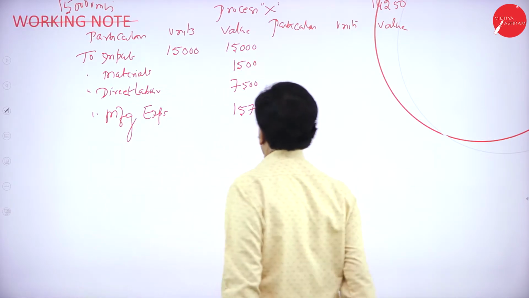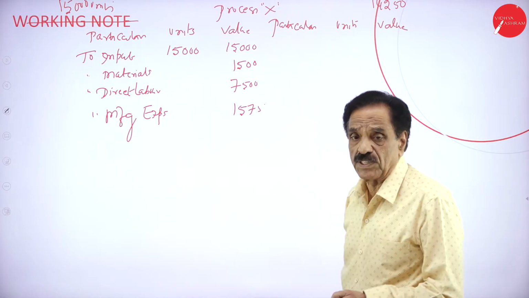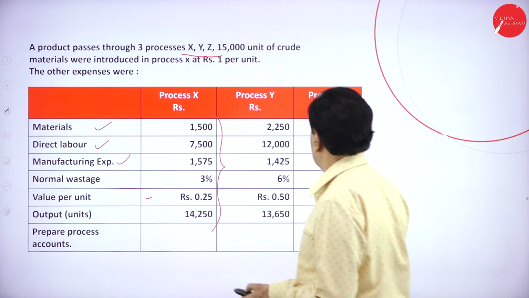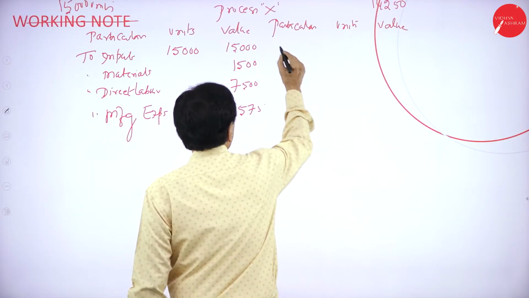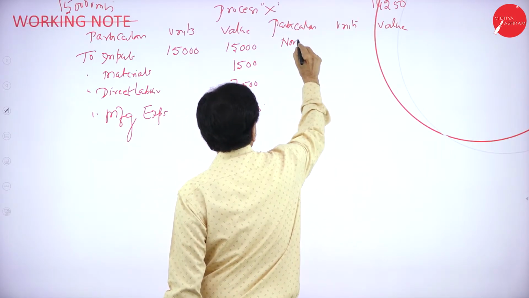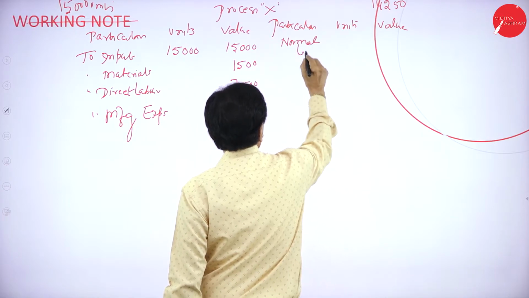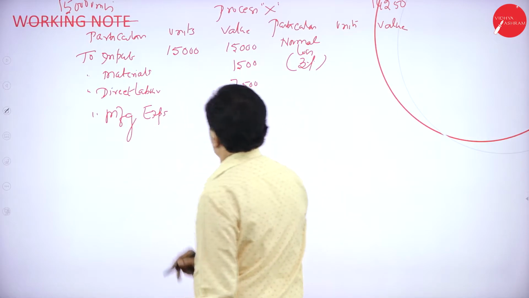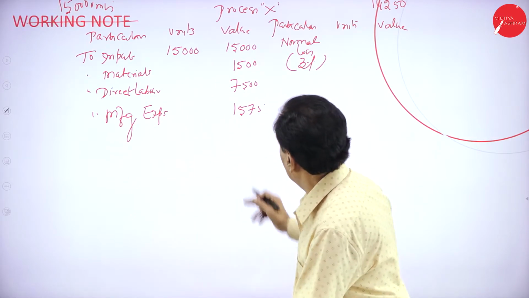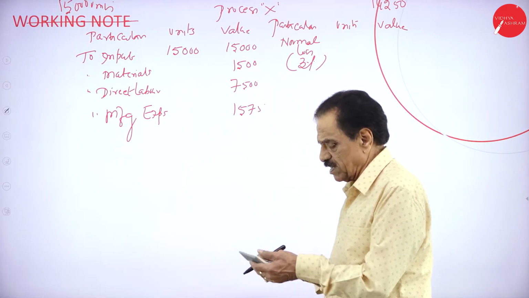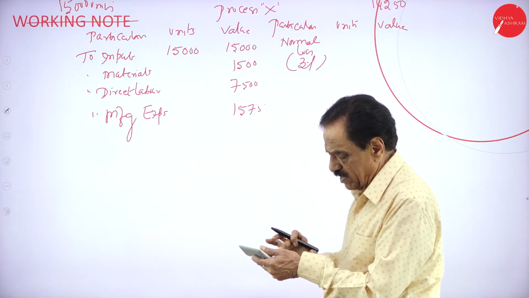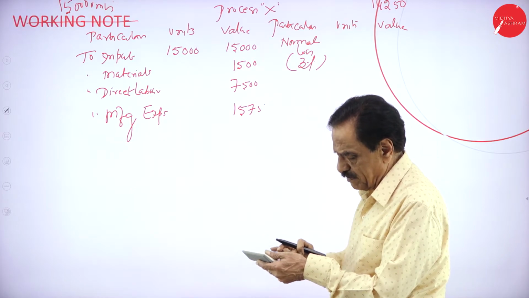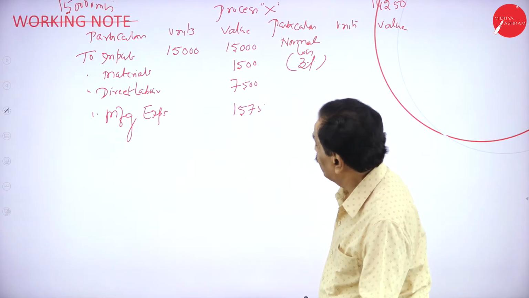Okay, these are all the expenditures. Then we go with the normal loss. What is the normal wastage? 3% on input. By normal loss, how much percentage? 3% on input. What's your input? 15,000 units. 15,000 into 3 divided by 100 is 450 units.